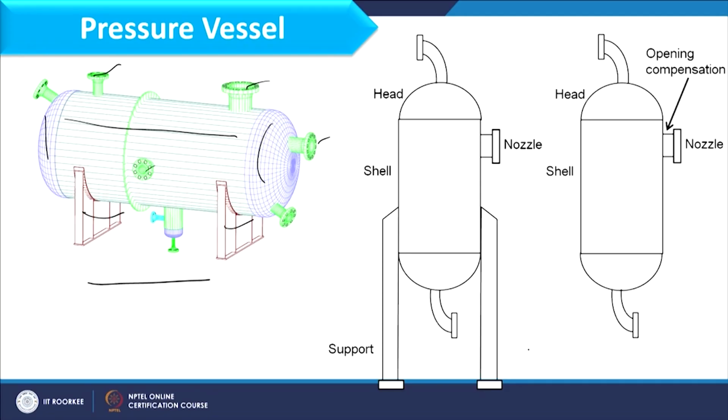and then compensation, that is related to the opening which is placed in shell as well as head, and then finally we will discuss the support to be placed in this pressure vessel. So here I have different components. So first of all let us start discussion on design of shell, and as far as design of shell is concerned, we will start with design of cylindrical as well as spherical shells.